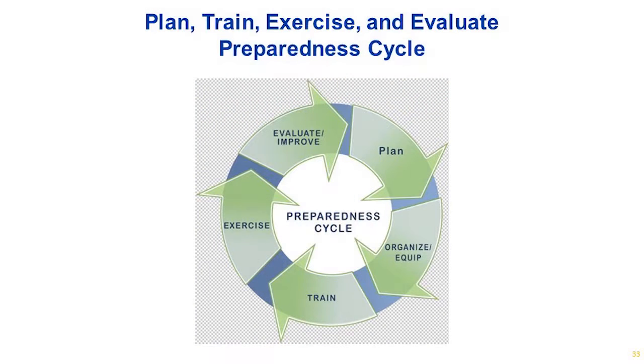The schematic here shows the preparedness cycle. It is cyclic. It can start at any point, but we usually start in the upper right-hand corner with the plans, whether they need to be created or we're revising a plan going forward. Obviously, looking at equipping, organizing, training, exercise, and evaluating and improving, and then going back through the cycle again to increase our preparedness activities and our readiness.